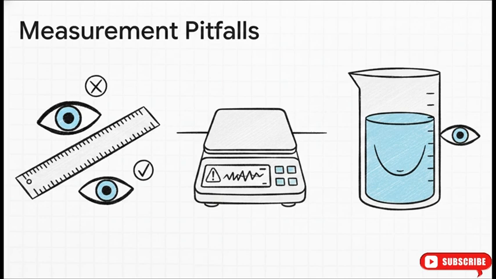Second is zero error. This is a systematic calibration issue. It's like having a digital scale that reads 2 grams when there is literally nothing on it. Always zero your instruments before you start measuring. And finally, the meniscus. When measuring liquids in a cylinder, surface tension actually causes the liquid to curve downwards. You must always read the scale from the flat, lowest point of that bottom curve. If you ignore these details, your data is compromised from the very first drop.